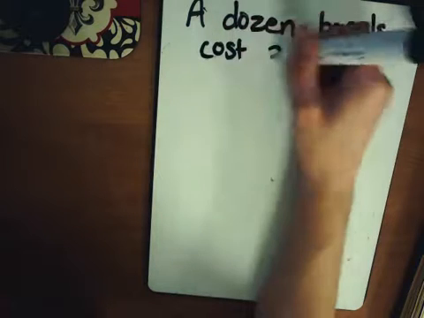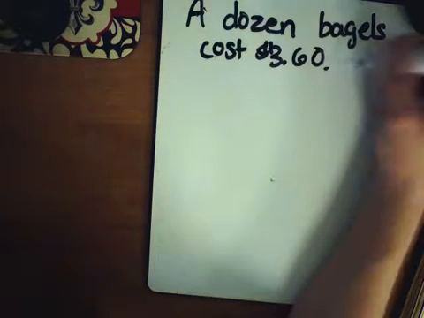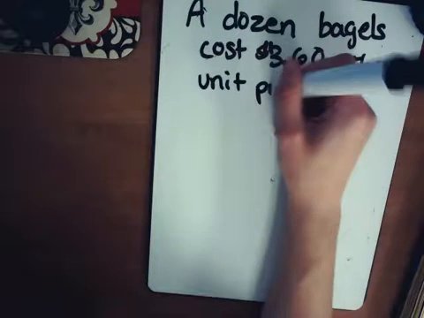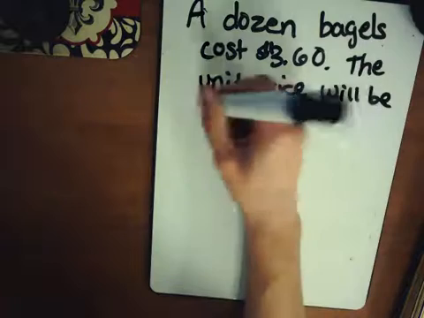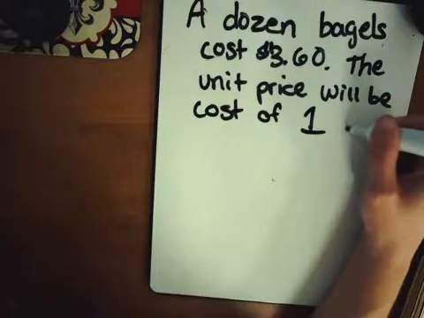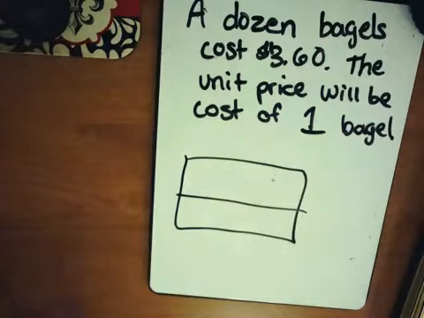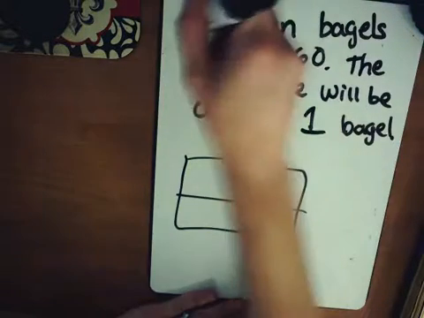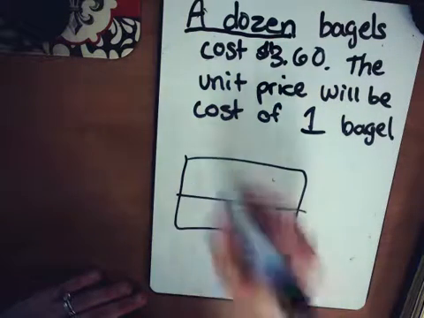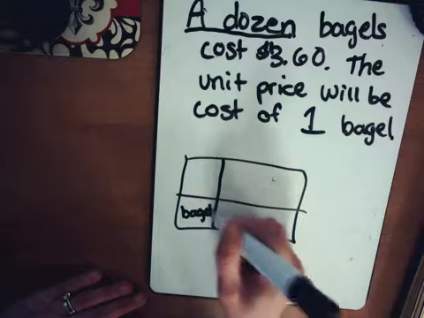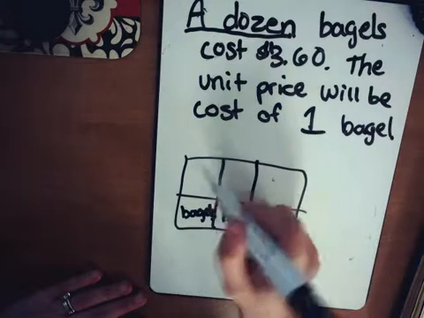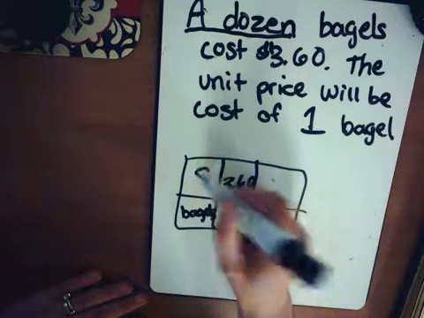So this time I've got a dozen bagels. And how many is in a dozen, guys? 12. Good. A dozen bagels cost $3.60. The unit price will be the cost of one bagel. So what do I know right now? A dozen bagels cost $3.60. You're right. So we've got bagels, and we've got 12 of them, right? That cost $3.60 or money right here.